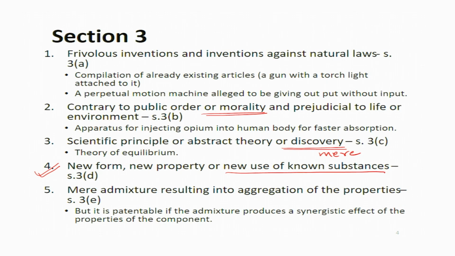It was invented for some purpose. Later on, somebody discovered that it can be used for some other purpose also. That was not sufficient and a patent will not be granted. So therefore, a new form of a known substance, a new property of a known substance, discovery of a new use of a known substance, these are not patentable. I will particularly discuss new form claims. This is very important in the context of the drug industry, as I said.